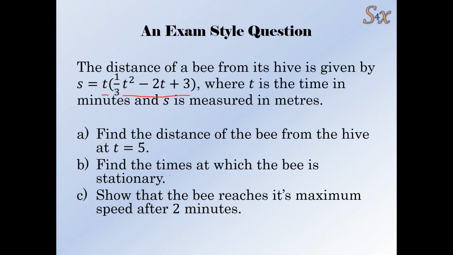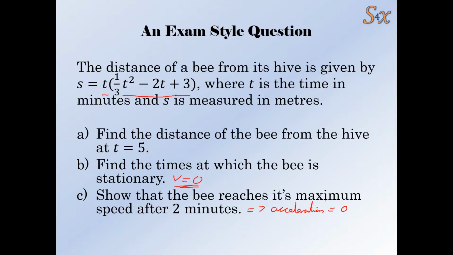Find the times at which the bee is stationary. What does stationary mean? It means the velocity is 0. Okay, so you want to find the times at which the velocity is 0. And show the bee reaches its maximum speed after 2 minutes. Notice that the time's in minutes here. If it reaches its maximum speed, that means the acceleration must be 0. Okay, because if it's reached its maximum speed, it must have just finished accelerating and be about to decelerate. Okay, so its acceleration must be 0.